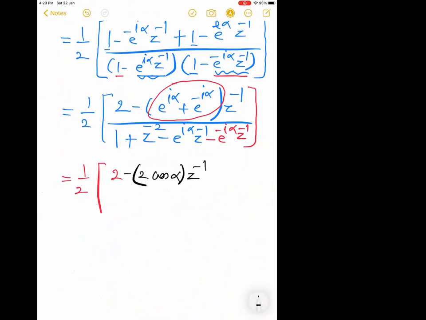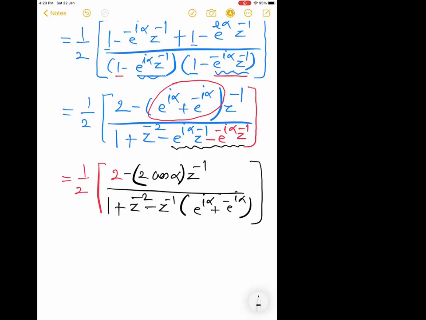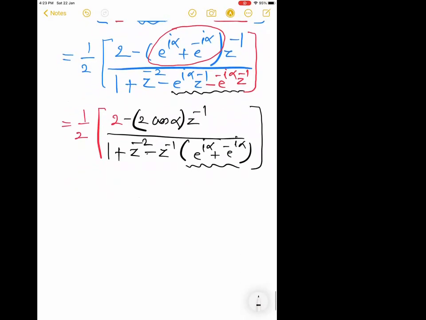Okay, z raised to minus 1 upon, same thing, in the denominator I can again take z raised to minus 1 common. So I can write this as z raised to minus 2 minus z raised to minus 1 into e raised to I alpha plus e raised to minus I alpha. Again, that can be replaced by a cosine function. What is that?